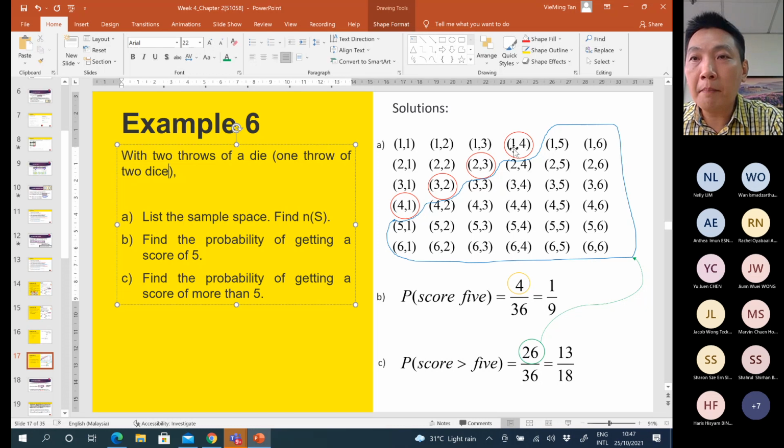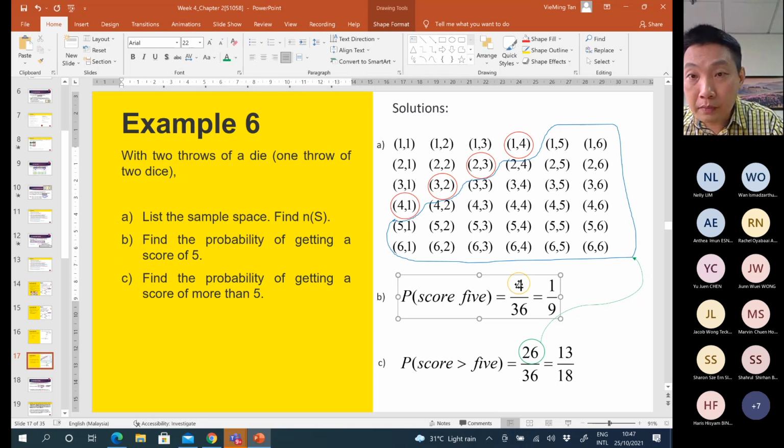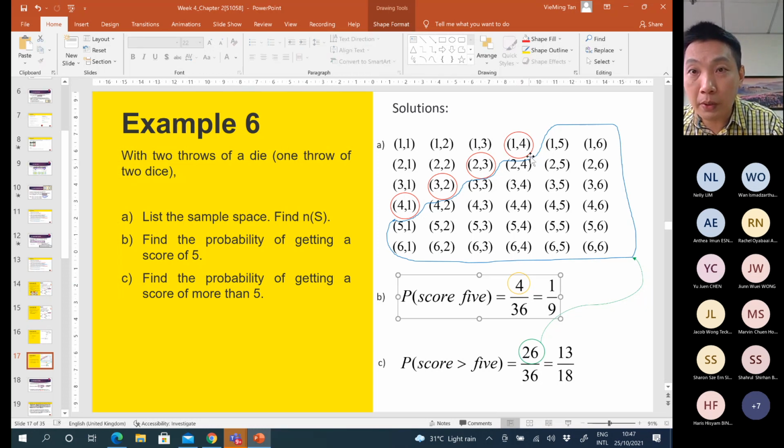It can be 1 plus 4, that means the first die shows score 1 and the second die shows score 4. 1 plus 4 is equal to 5 exactly. Another combination is 2 plus 3, or 3 plus 2, or 4 plus 1. So I use red color to circle the 4 possible outcomes here. That means for this question, the numerator part is 4, because of these 4 combinations. So substitute 4 to here.